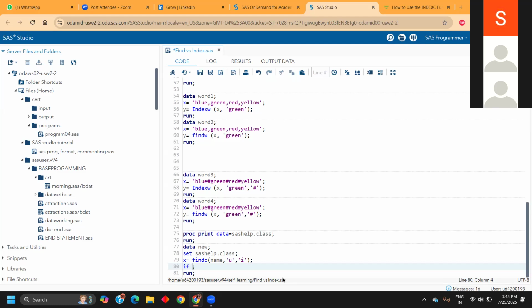I don't know what FINDC gives you, ma'am. It'll give you the position of some character value, called U. So if I mention if FINDC of name, U comma I, what happens then? It will filter out all the observations. Just write it down.